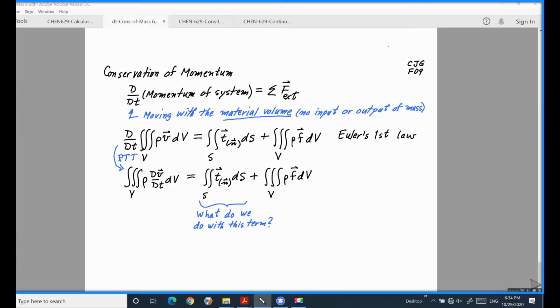Let's say you have some fluid moving like this, with some velocity and some rho. Rho is, say, kilograms per cubic meter, and then we obtain here kilograms.